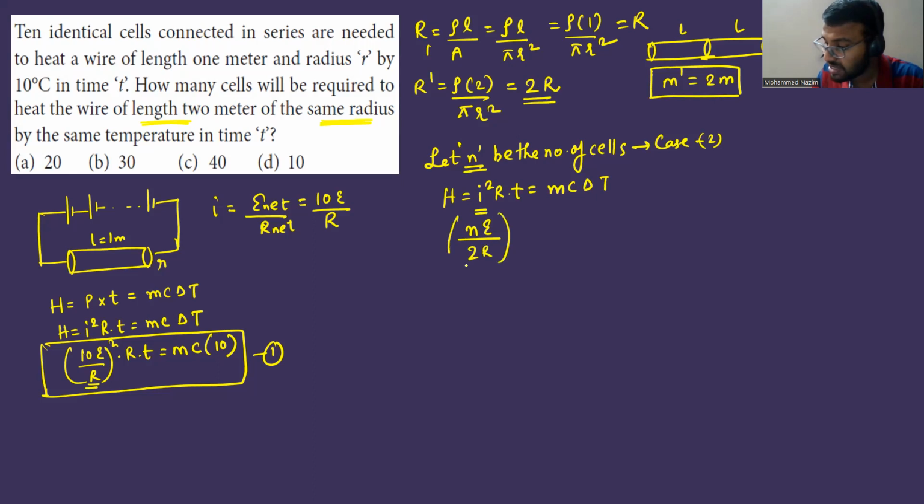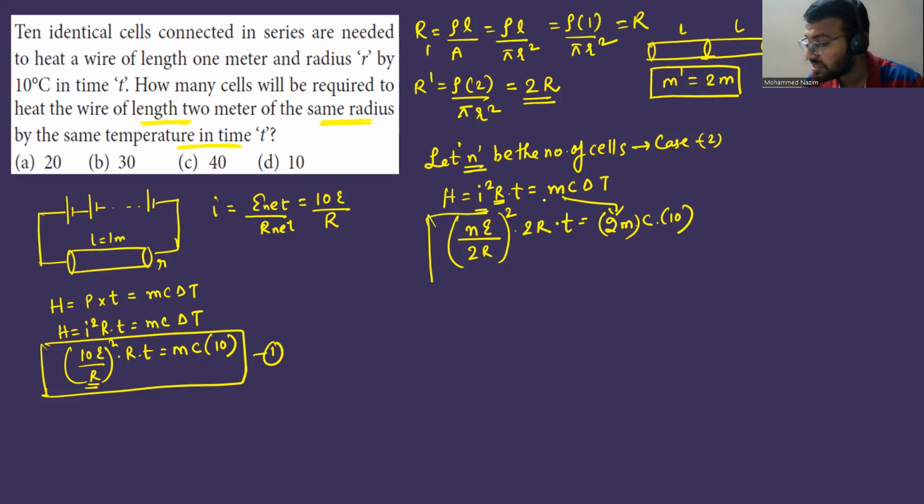So this is the current multiplied by the resistance. Resistance is now 2R, into the same time, by the same temperature in the same time. So time is the same. Mass will become how much? Mass is going to be 2m. Specific heat is constant for a given material. Delta T is again how much? 10. Call this equation number 2.